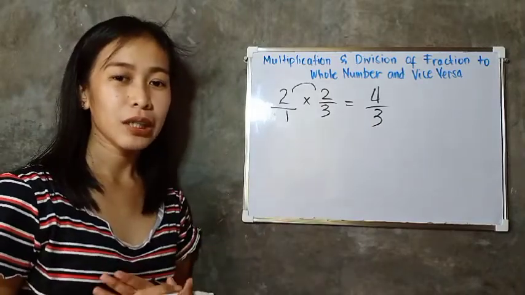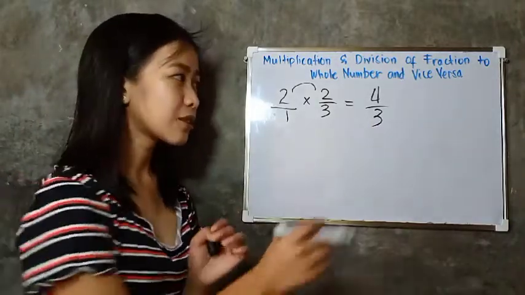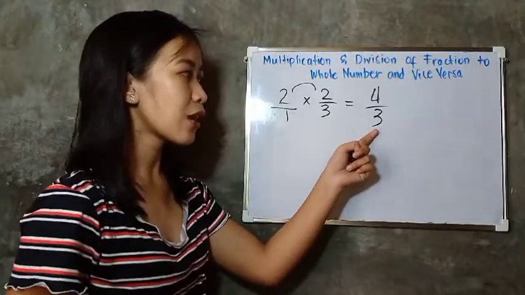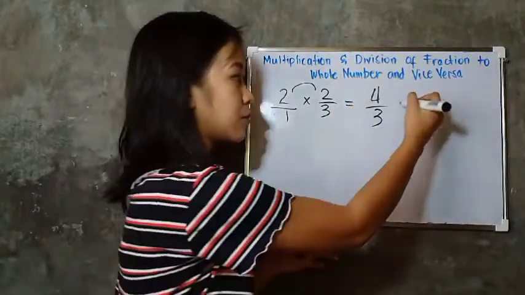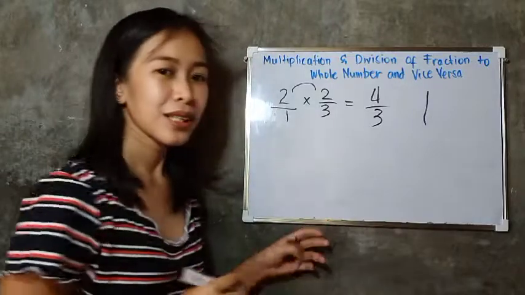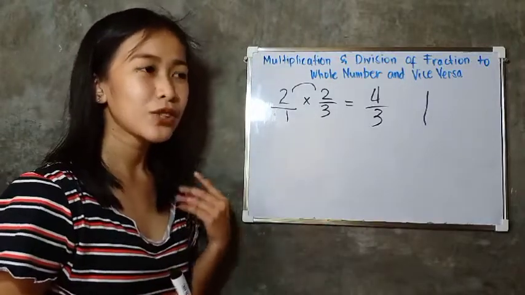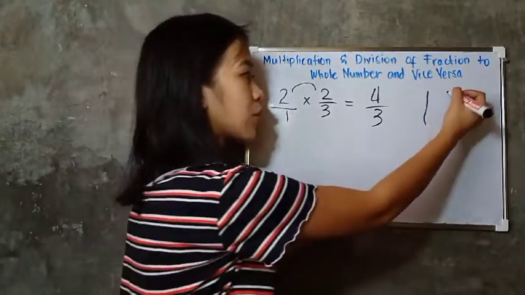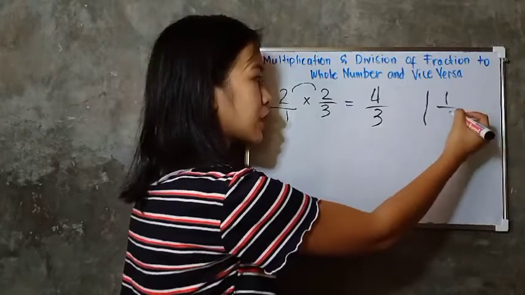We are going to change it into a mixed fraction, right? So divide 4 to 3. Ilang 3 meron sa 4? We have 1. Tama? And then, ilan yung natira, no? So we have also 1 over 3.